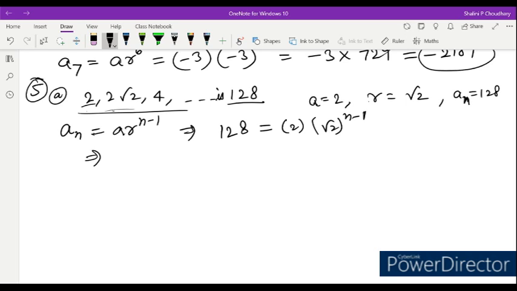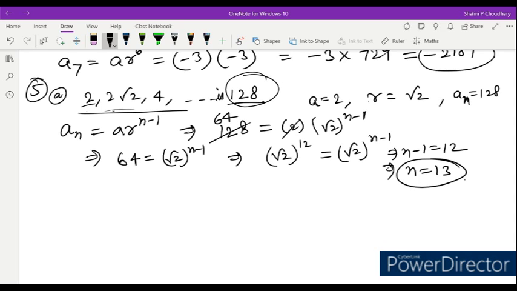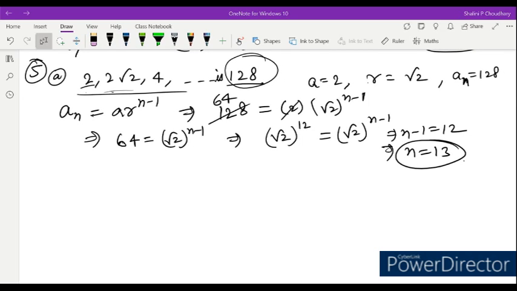Okay, so now we have to find out the value. We can cancel 2, and we'll get 64. It means 64 will be equal to root 2 to the power n minus 1, and when we convert 64 into a power of root 2, it will be root 2 to the power 12 equal to 64. Okay, and root 2 to the power n minus 1, it means n minus 1 is equal to 12, so n will be equal to 13. That means the 13th term will be 128. Okay, now this was part A of this question.